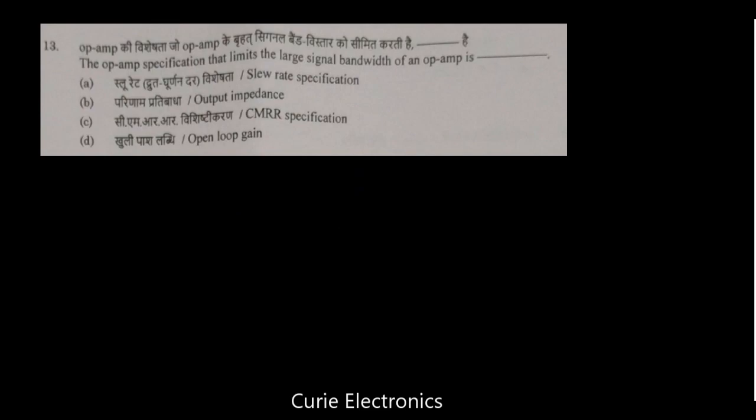Question number 13. The op-amp specification that limits the large signal bandwidth of an op-amp is the slew rate. Slew rate is the right answer. Slew rate means how fast the output signal can change with respect to the input, so that is what determines the bandwidth.